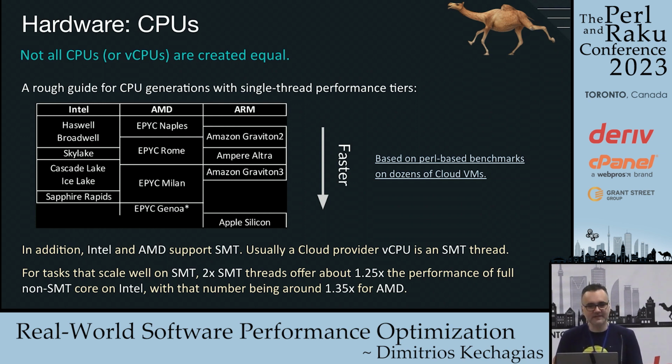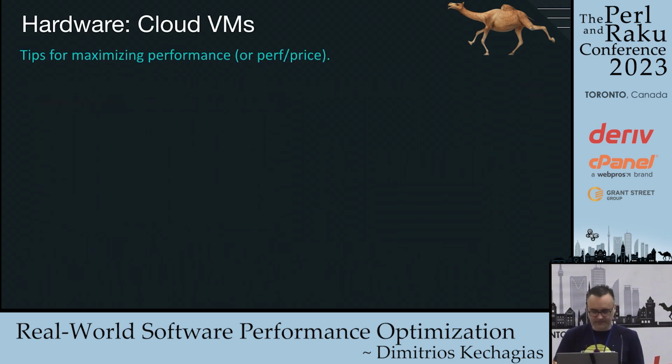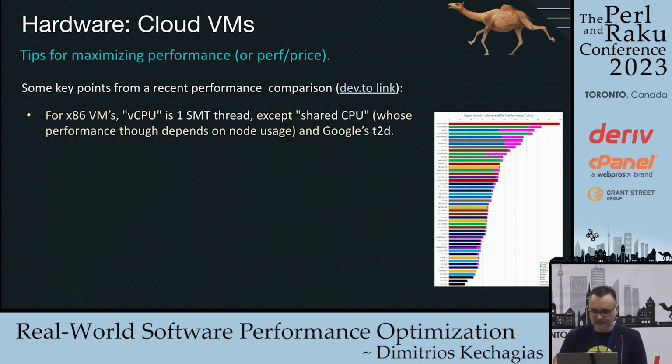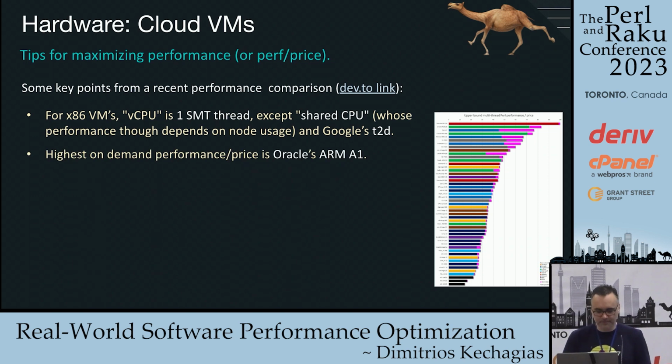Usually, when you talk about vCPUs in cloud providers, if it's an Intel or an AMD, you're talking about a hyperthread instead of a core. Be aware that Intel hyperthreads are a bit slower than AMD hyperthreads. And there are some tips for maximizing performance. Look at my performance comparison by all means. So vCPUs are hyperthreads, except the shared CPU instances, which are not dedicated, so they might vary in performance. And Google's Tau instance, the T2D, is a full AMD core.